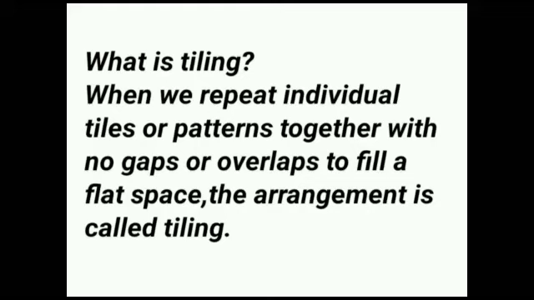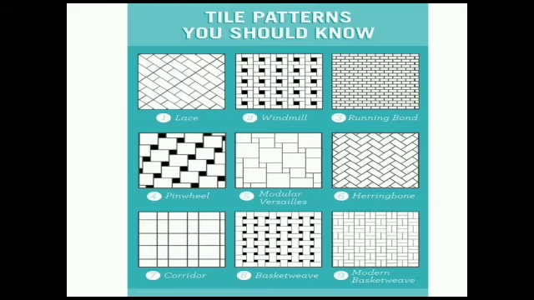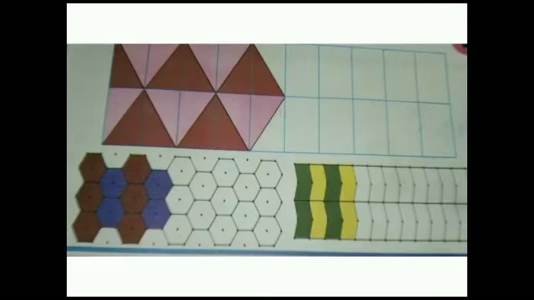Next, we are going to see about tiling. What is tiling? When we repeat individual tiles or patterns together with no gaps or overlaps to fill a flat space, the arrangement is called tiling. When you fit individual tiles together with no gaps or overlaps to fill a flat space, you have a tiled floor. This also repeats the individual tiles or patterns together with no gaps or overlaps. So these are the following tiling patterns.